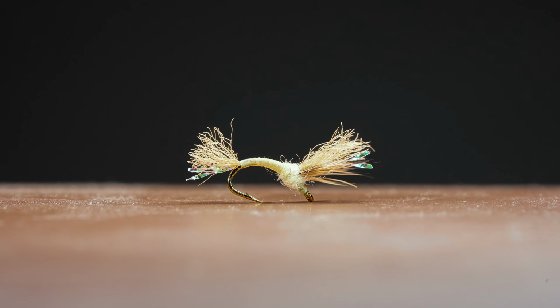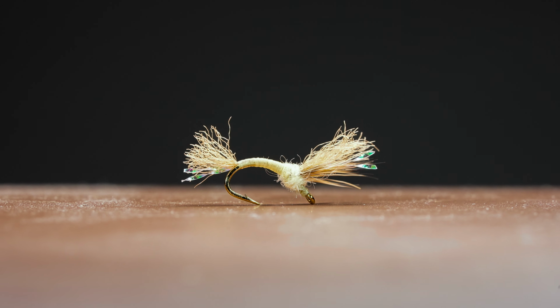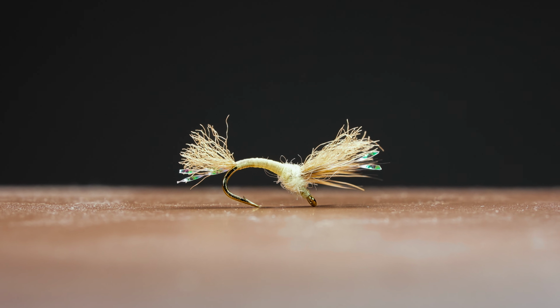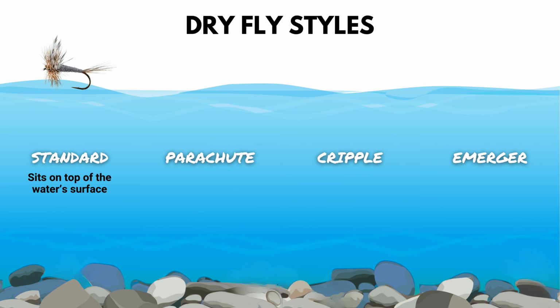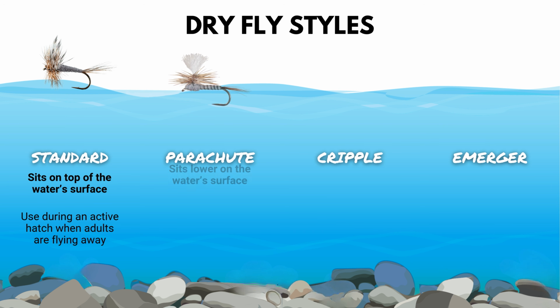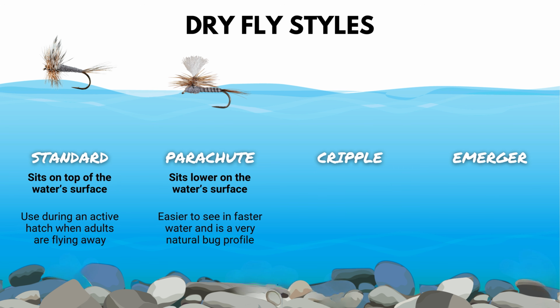And emergers, as the name suggests, are tied to imitate emerging insects rising to the surface. And so the key to understanding these different fly styles is paying attention to how they sit on the water. Your standard dry fly sits the highest on the water. These are great during an active hatch when adults are flying away. Your parachute sits a little bit lower, but is still on the surface. It's easier to see in faster moving water and is a very natural bug profile.